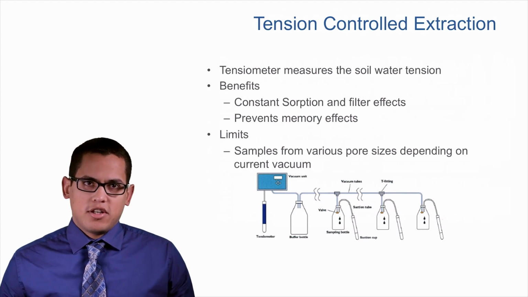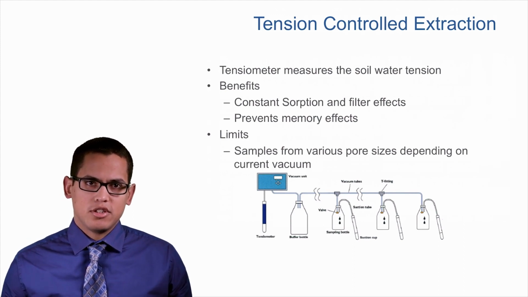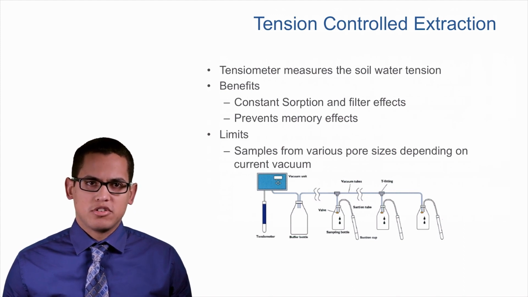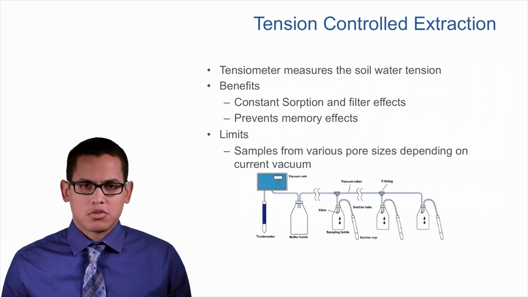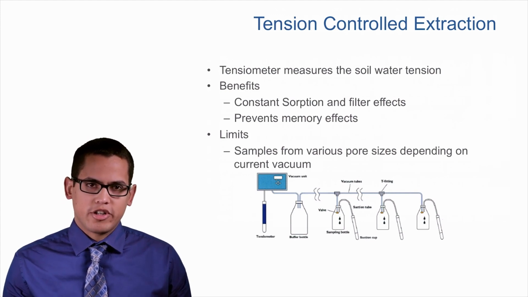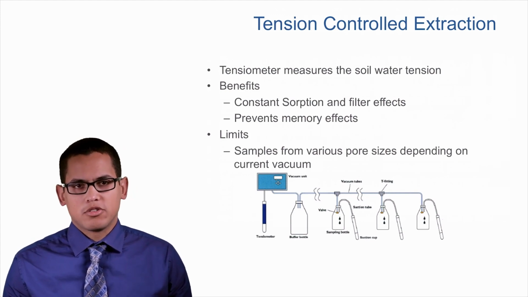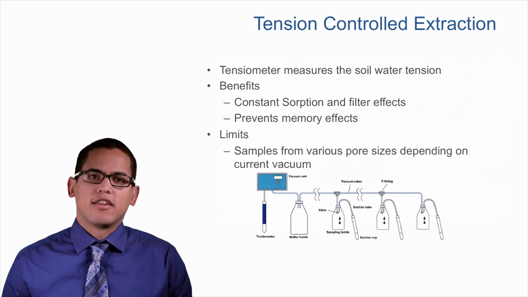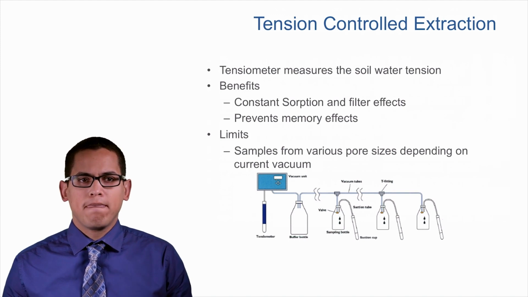Some of the limits of tension-controlled extraction: it samples from various pore sizes depending on the current vacuum. So if the soil is really wet and you're only applying, say, 10 kilopascals of suction, you're only going to be sampling from the very large pores and not the very small pores. And that'll change as your vacuum level changes, but that is something to be understood.